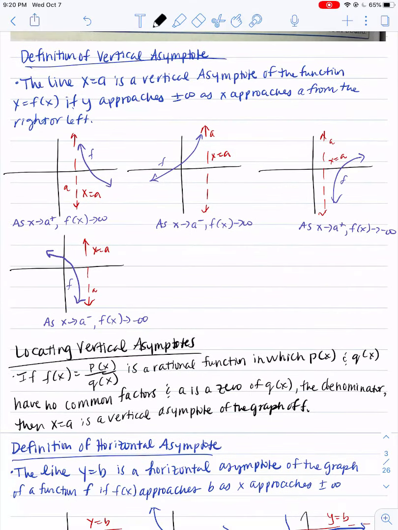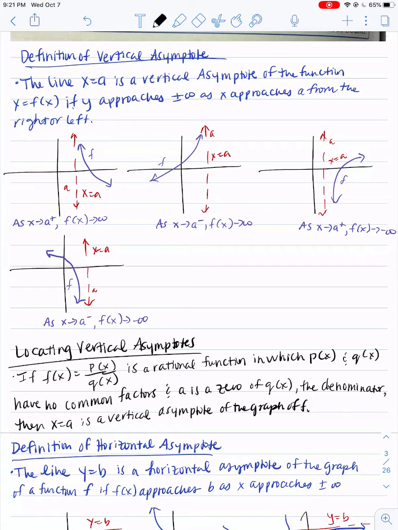Alright, so now we're going to learn about asymptotes. Our definition of a vertical asymptote is the line x equals a of the function y equals f of x if y approaches plus or minus infinity as x approaches a from the right or left.